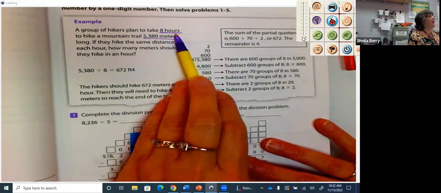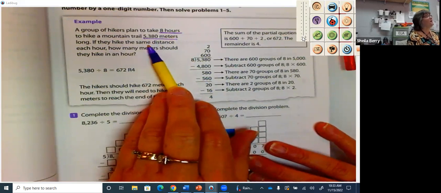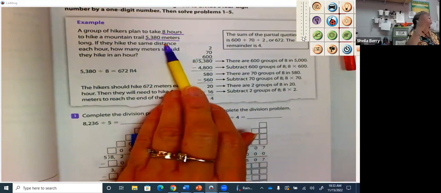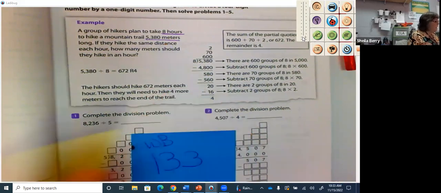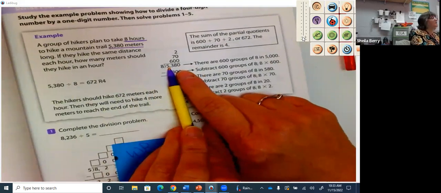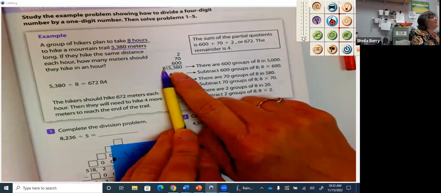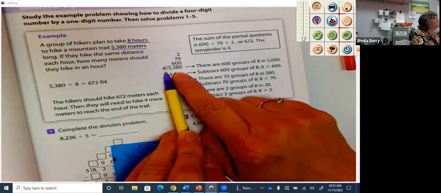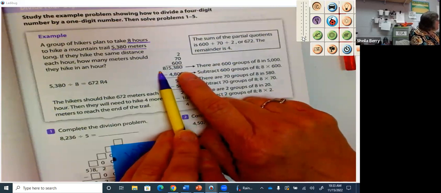So they have 8 hours. They have to hike this many meters. So they have to divide that so that they know, oh, this is how much I have to hike every hour in order to get up the mountain. So we have to divide that out. Now, if you look here, they did their division right here. 5,380 divided by the 8 hours. You can think of it as 5,380 pieces of candy divided by 8 friends.